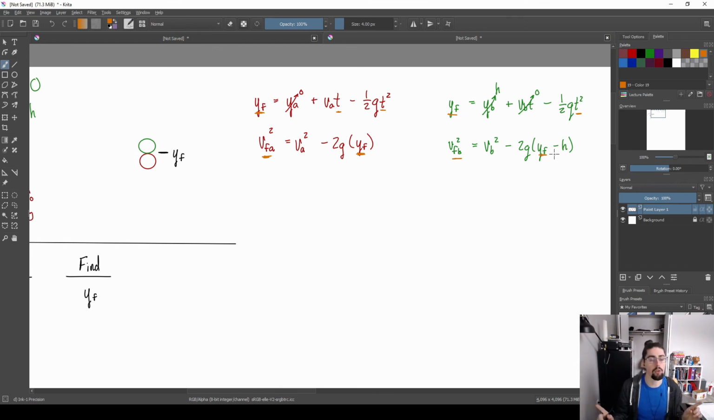So I probably need to do something where I combine the two. What about the final velocities? Maybe that's a place to look. Does the final velocity of the red ball have anything to do with the final velocity of the green ball? Is there some way to relate those?